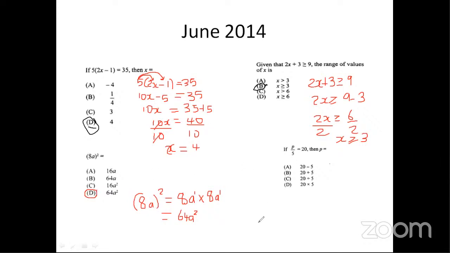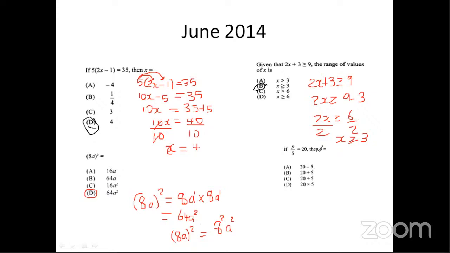Next we have to write 8a in brackets squared, which is 8 squared times a squared. Same thing. Definitely correct. So what you're doing in that case is distributing the square here. Same thing, same answer you're going to get.